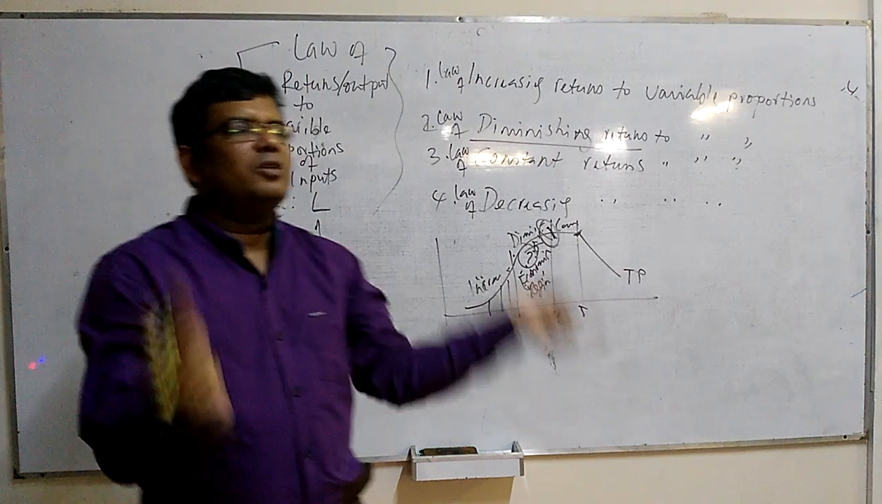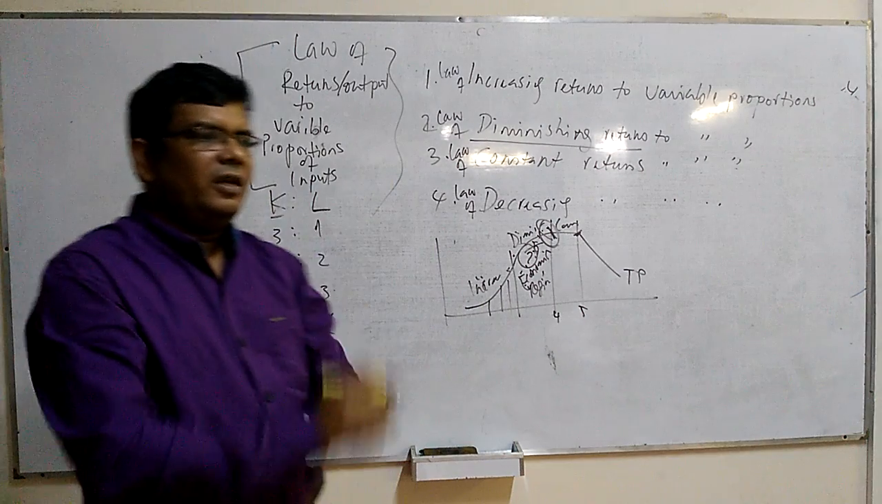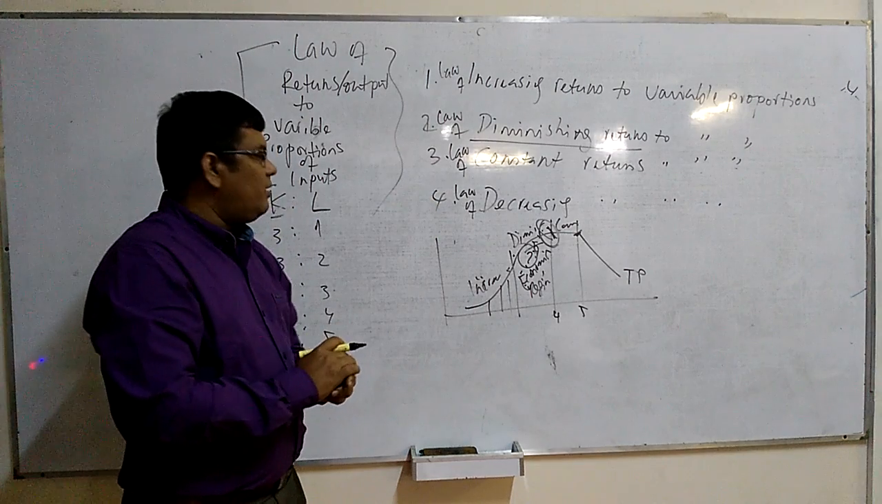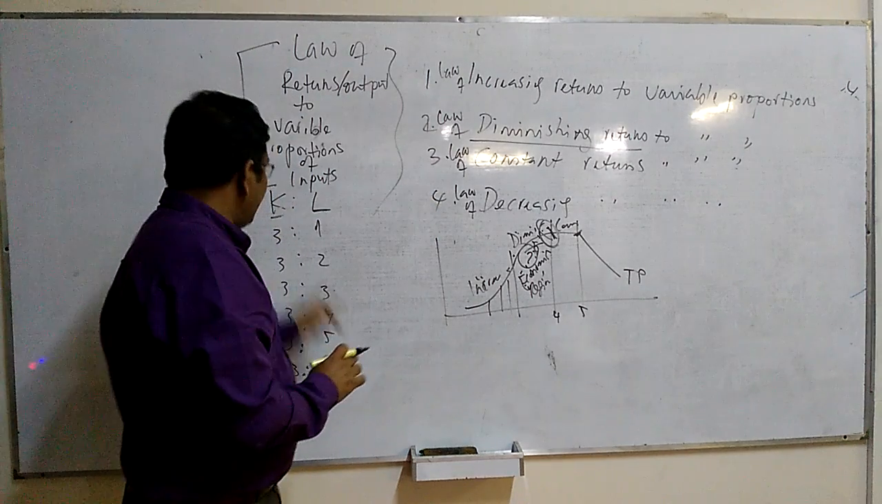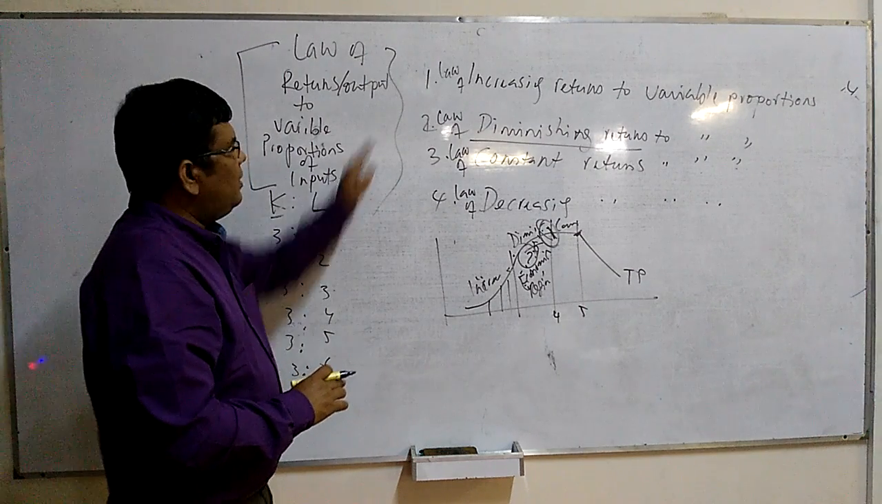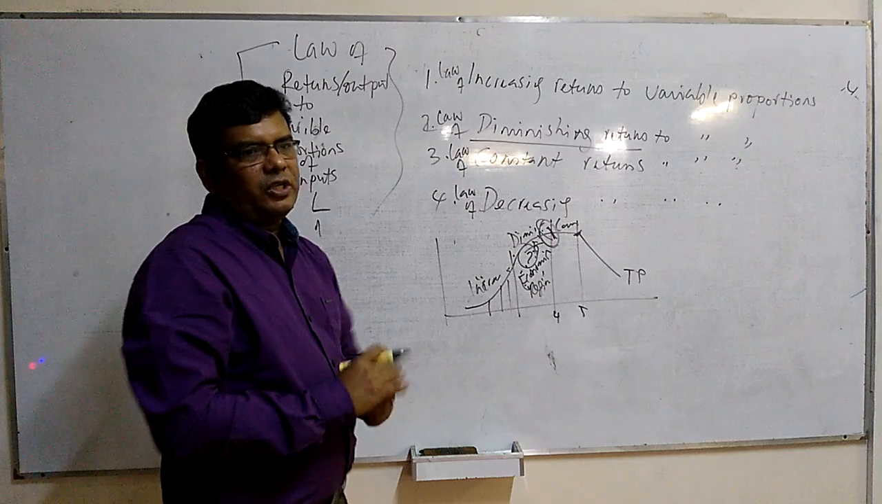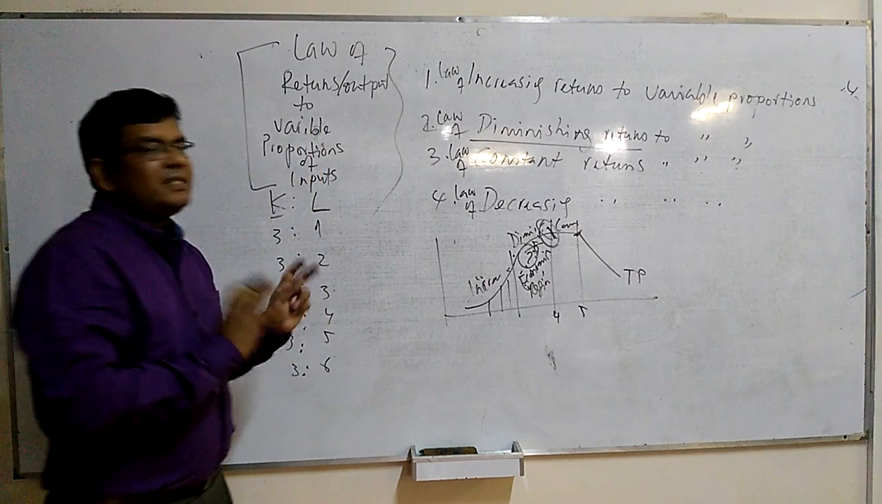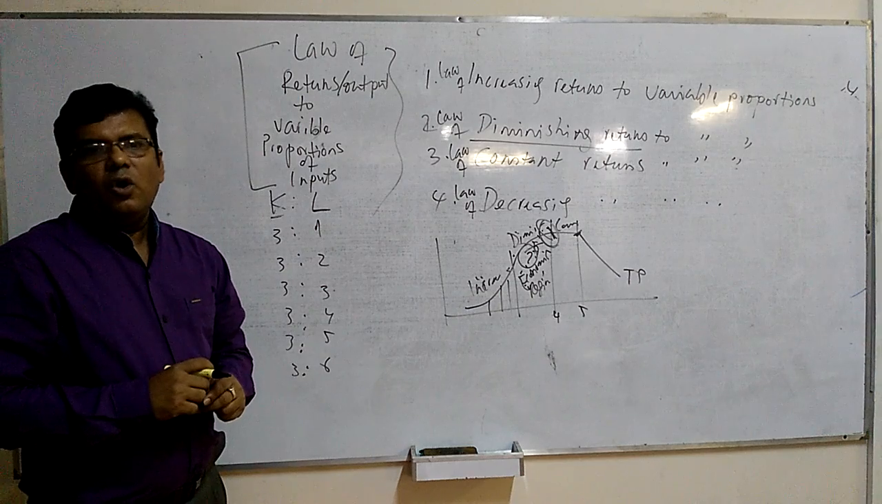So this is all about the short-term situation. If your production process is a short-term production process, that means you are not changing some fixed factors. There are some fixed factors. What will happen? You will face these four situations. Now let us think of another situation, the long-run situation.